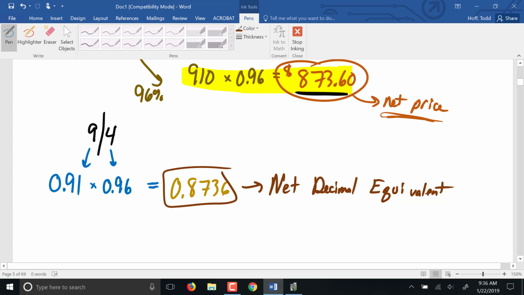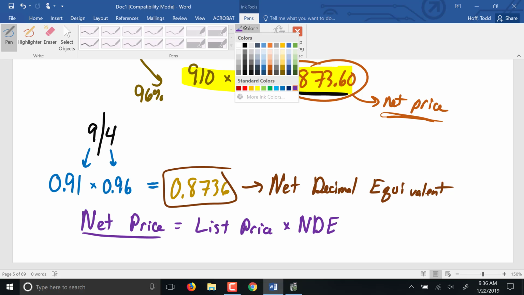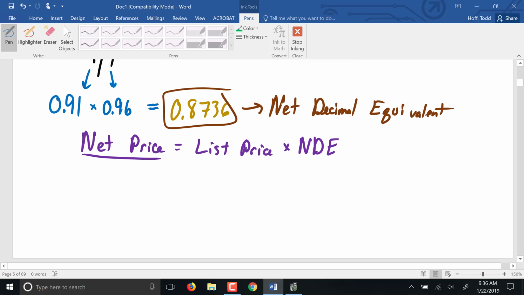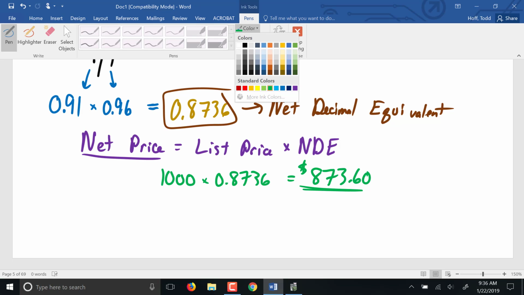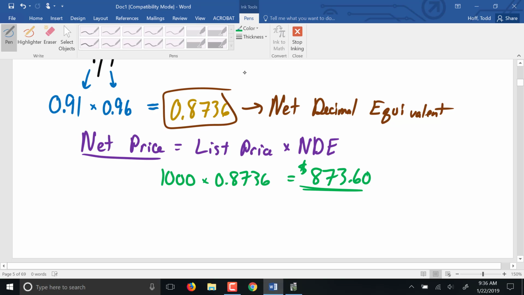If I wanted to find the net price, I take the list price times that net decimal equivalent. So for the example I had up above, $1,000 list price times 0.8736 would give us that $873.60, which is what we had calculated for our net price. Now from that, we can find another value, which is called the single discount equivalent.